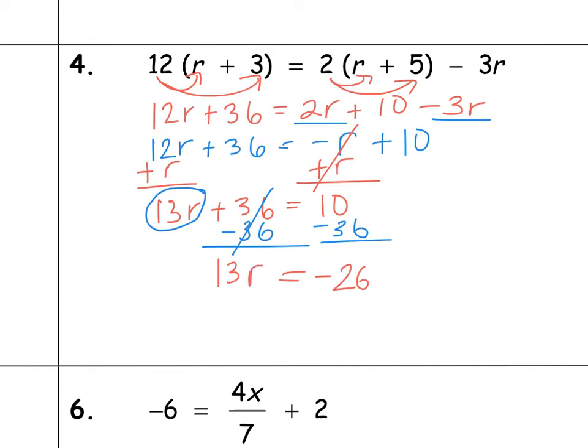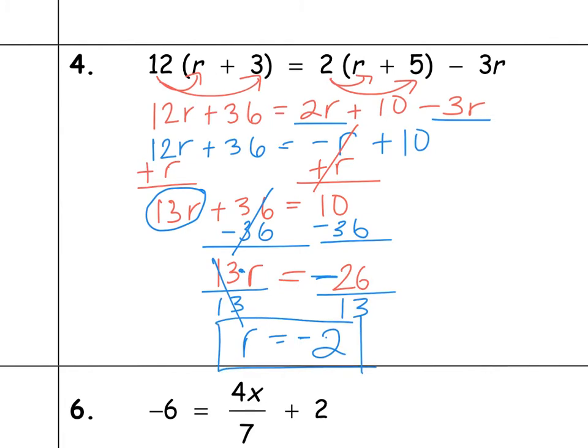So now my last step to isolate my variable: this is like saying r times 13, so to undo times 13, we divide by 13. And this one actually comes out nice. When I divide 26 by 13, I get 2. And then I also have to pay attention, I had this negative sign right here, so a negative divided by a positive is a negative. So we end up with r equals negative 2.